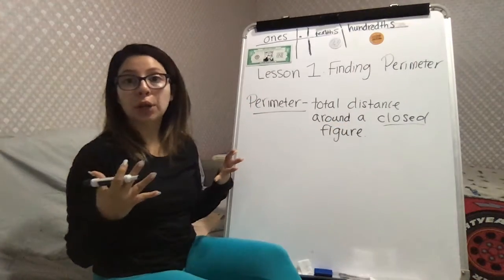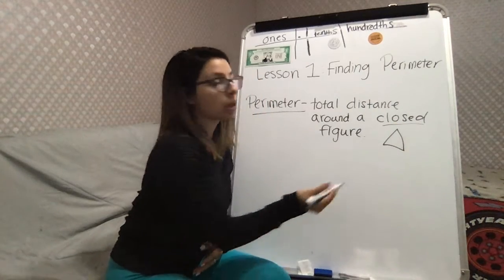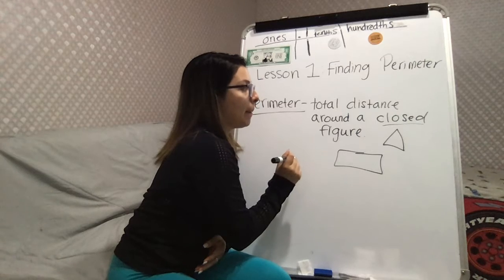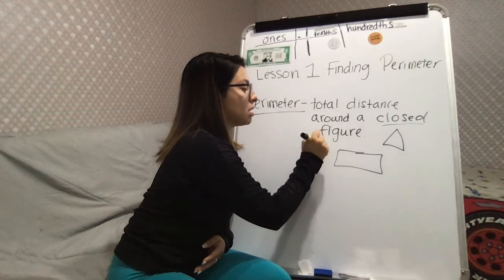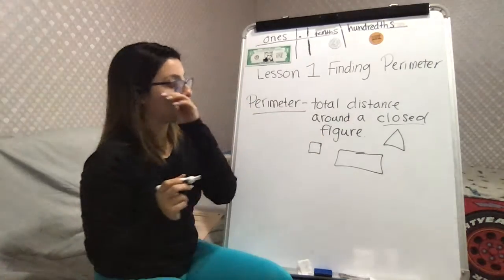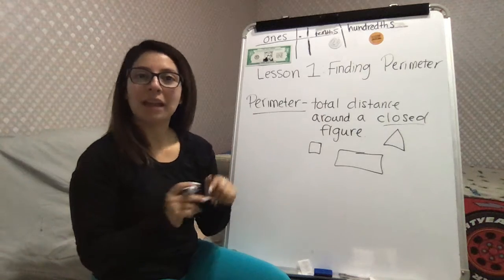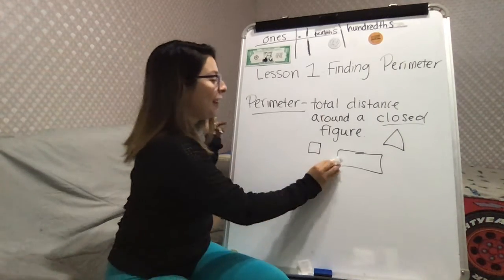So a closed figure meaning something like a triangle, it's obviously closed. A rectangle, that's closed. Let's think about another one. A square. These are all things that we can find the perimeter of. So that could be an answer on your scavenger hunt. Just anyone who's paying attention there.